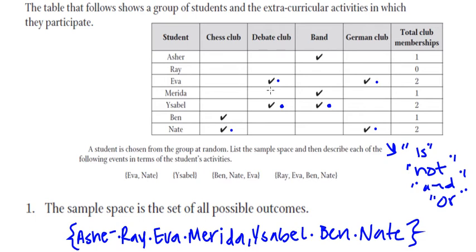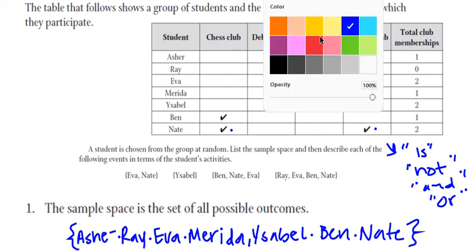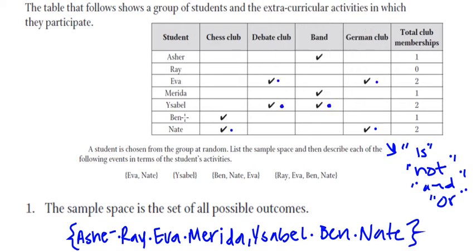So when I go to look here, let's figure out what are some options here. So if we're thinking about the word or here, again, in this problem, we're talking about Ben. So we're talking about Ben here. We're talking about Nate.